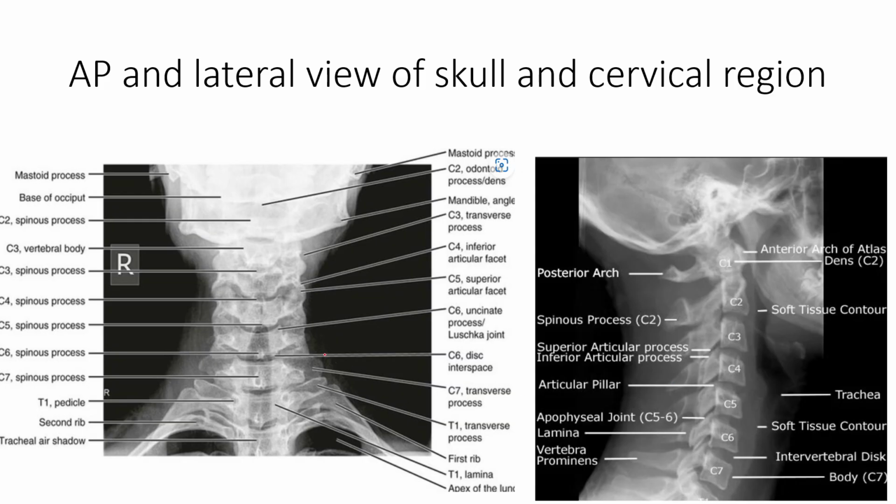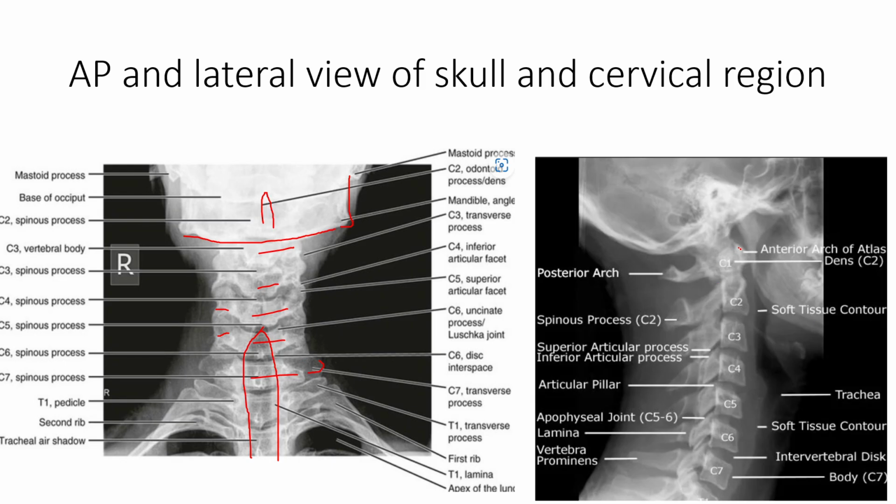Now in AP and lateral view of skull and cervical region you can see in this area, this is your trachea shadow, where there is air it appears black. And this is your C7, C6, C5, C4, C3, C2, and from C2 itself this dense structure is coming out. Okay, this is margin of mandible. This is angle of mandible, ramus of mandible. What are these joints? Zygapophysial joints lie between the superior articular facet and inferior articular facet. These transverse processes are visible.